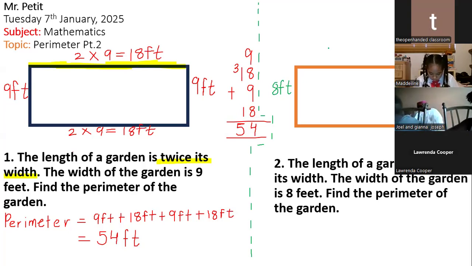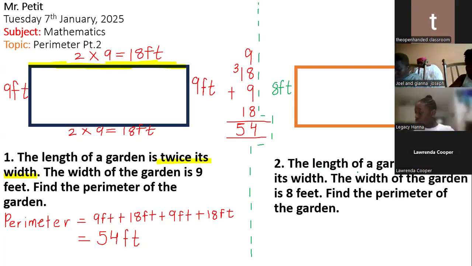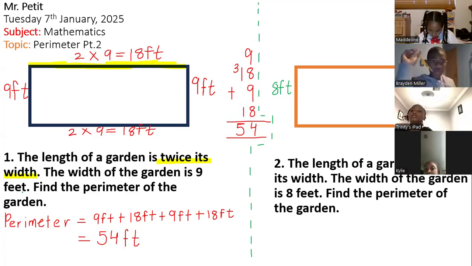So number 2, what do we have to do for this one? Trinity, what do we have to do in order to get an answer for number 2? What do we have to do?